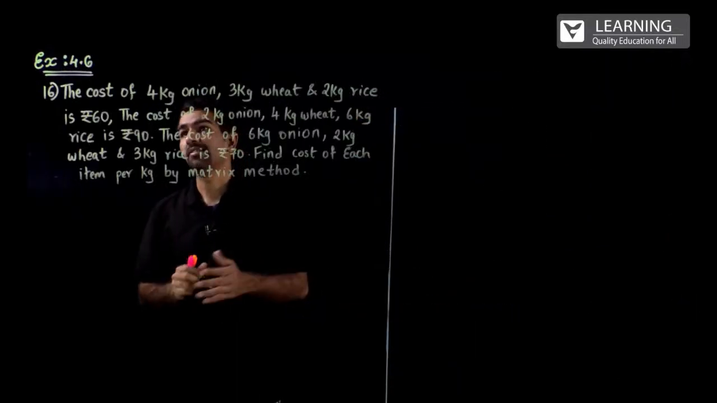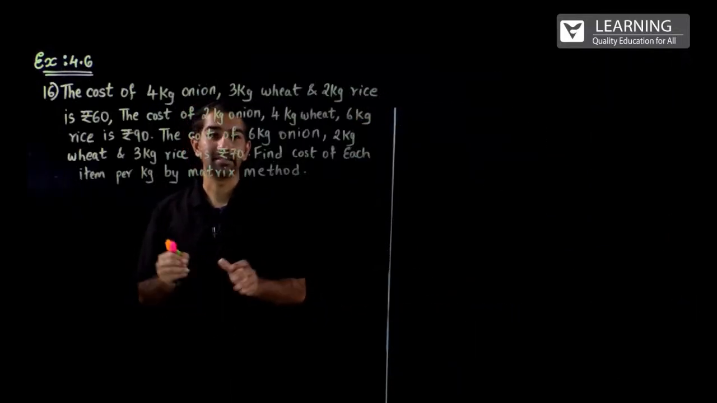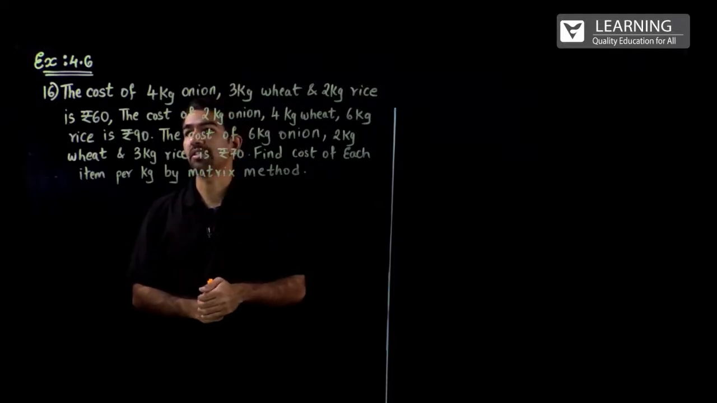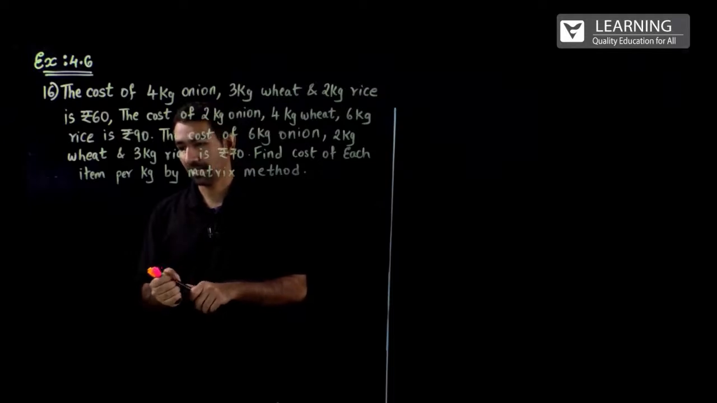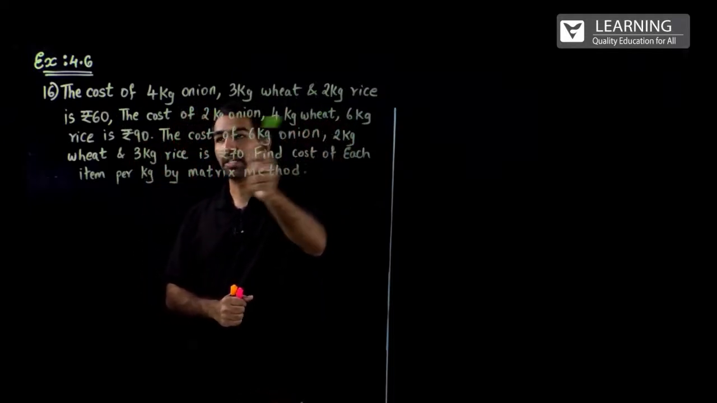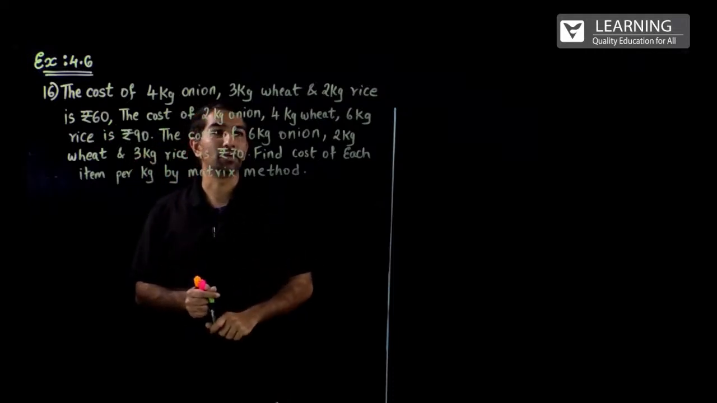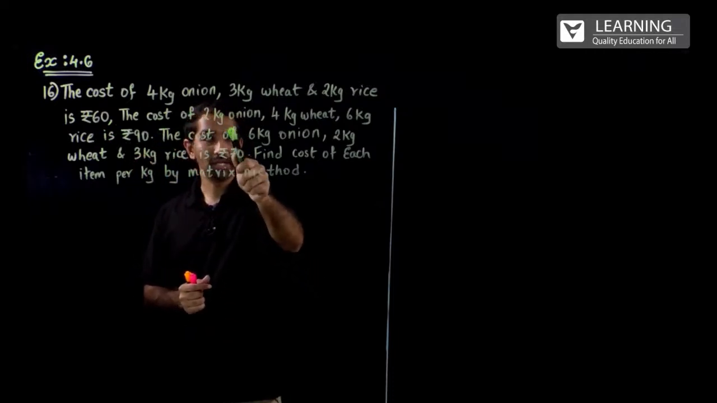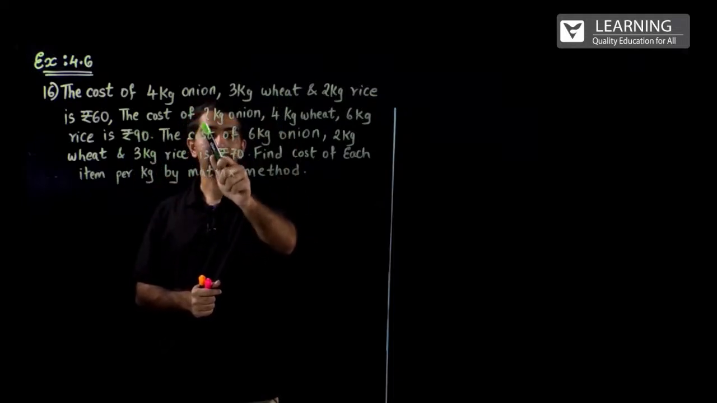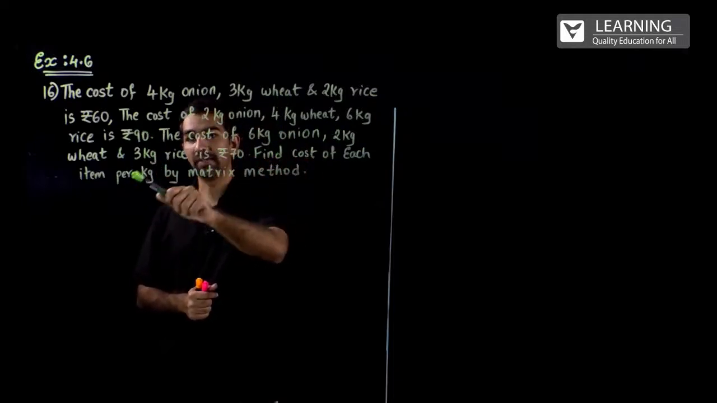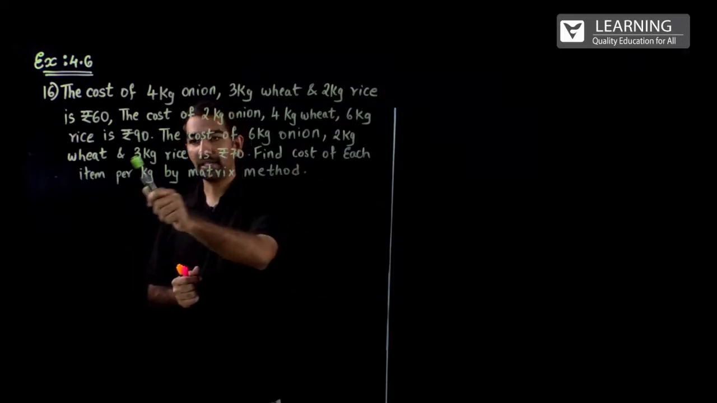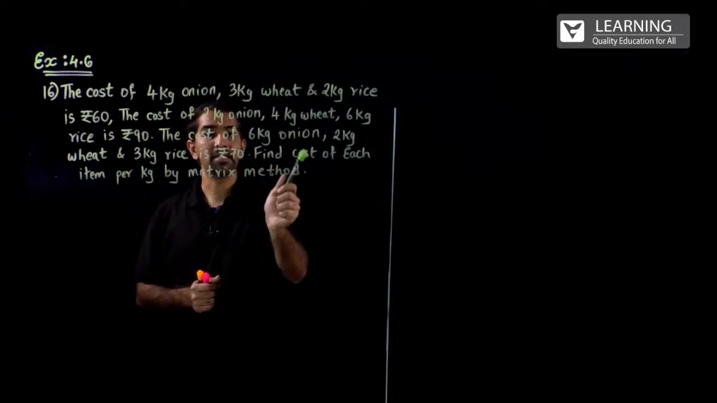Moving on to the next question, number 16. This is the last question of this exercise. This is a word problem, students, as you can see here. So read out the question first. The cost of 4 kg onion, 3 kg wheat, 2 kg rice is rupees 60. The cost of 2 kg onion, 4 kg wheat, 6 kg rice is rupees 90. The cost of 6 kg onion, 2 kg wheat and 3 kg rice is rupees 70. Find the cost of each item per kg by matrix method.